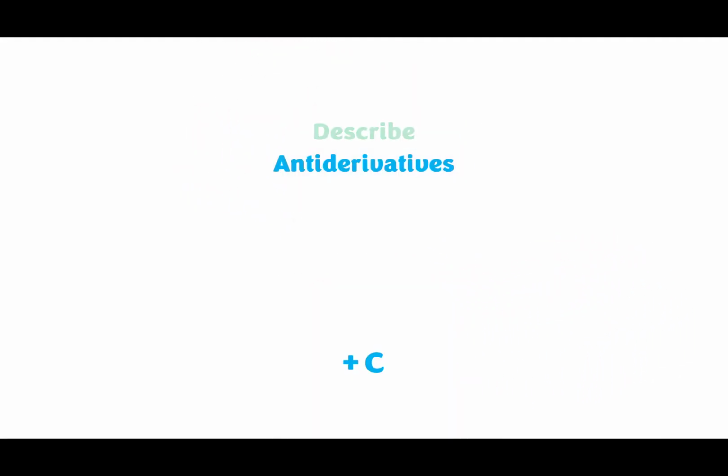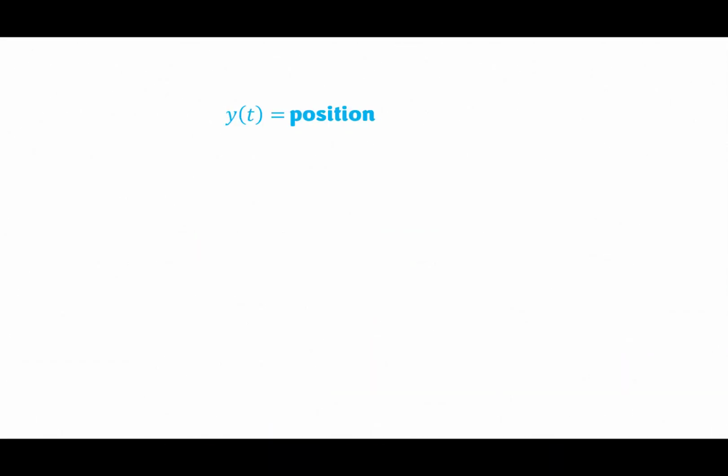In this video, we'll describe antiderivatives and use the notation plus C. This is the 4.9 pre-class video. Remember when we would describe a position as a function of time, we'll use y of t, and we would take the derivative of position to get velocity and take the derivative of velocity to get acceleration. Well, sometimes you actually start with acceleration.